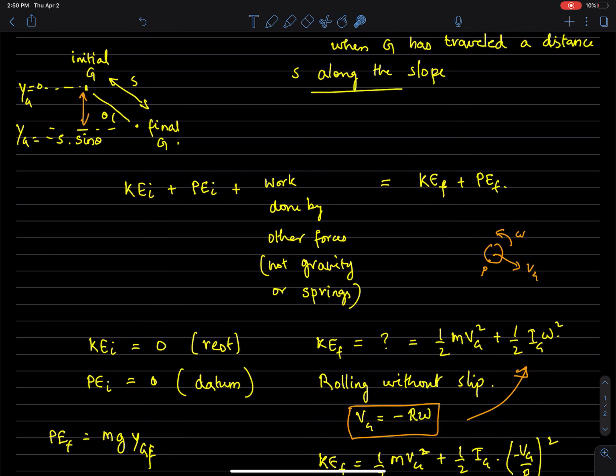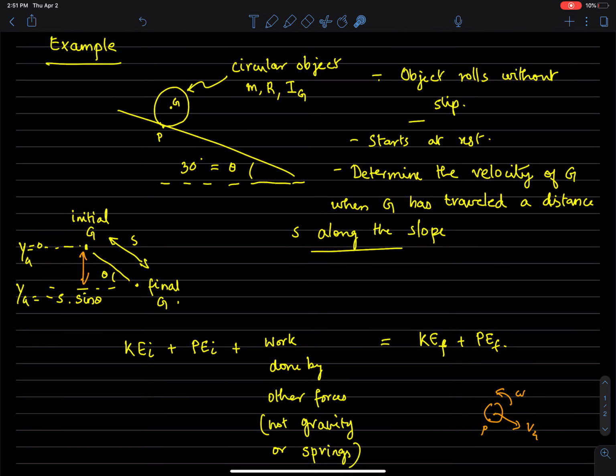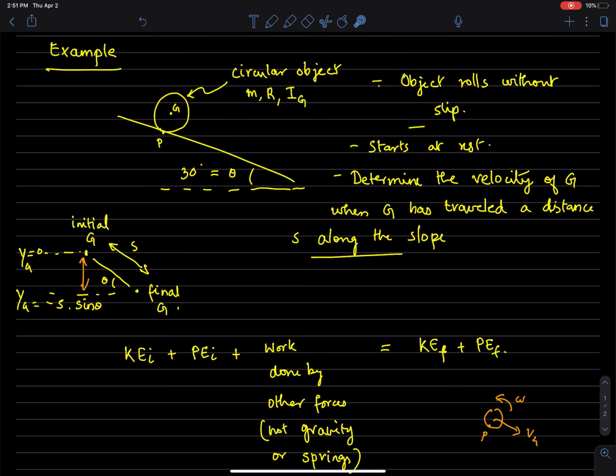So we can plug everything into this equation, except what is work done by other forces. What are the other forces in this problem? There's gravity, there's normal reaction, there is also friction because it's rolling without slip. Normal reaction does no work because the point of contact does not move in the direction of normal reaction, right? So this point is where normal reaction acts, and at that point the velocity of the disk is equal to 0. So whatever force acts at that point actually does no work because it's rolling without slip.